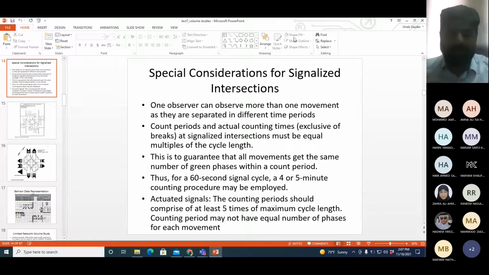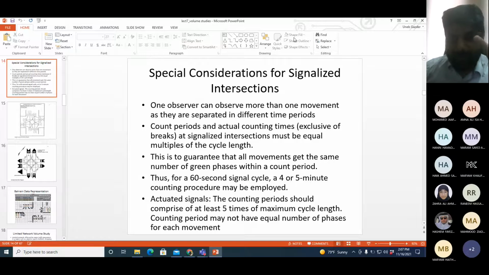Important consideration is that the observation period should be a multiple of cycle length, the actual observation period as well as the total. Why? The question is why. The answer to this question is that during your observation period, all movements must receive the green the same number of times. Okay, so for example, you are saying that my cycle length is 90 seconds and I will count for 5 minutes. 90 seconds means 1.5 minutes.